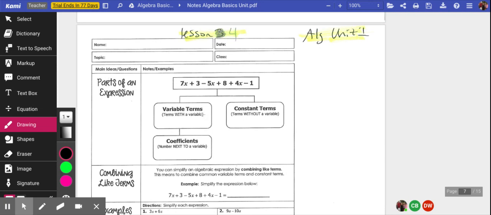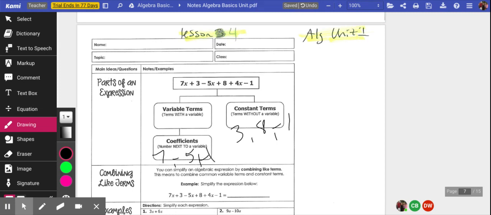So you have variable terms. Those would be the ones that have variables. So that would be like your 7x, your negative 5x, and your 4x. Your constants, they don't have variables. So on this one, it would be your 3, your 8, and your negative 1. And remember, coefficients are the numbers that are in front of the variable. So we would have a 7, a negative 5, and a 4.